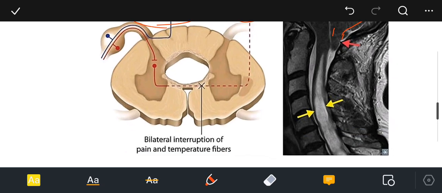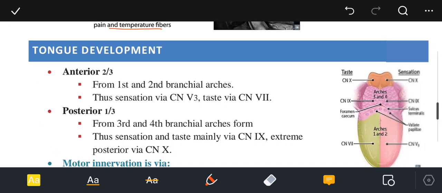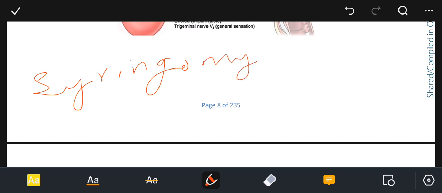The crude touch is the touch done with a cotton wisp or something like that. Bilateral interruption of the pain and temperature sensation is happening because of syringomyelia. Okay, so here I would like to tell you about something. We are talking about syringomyelia, right? Syringomyelia is an expansion of the central canal of the spinal cord.